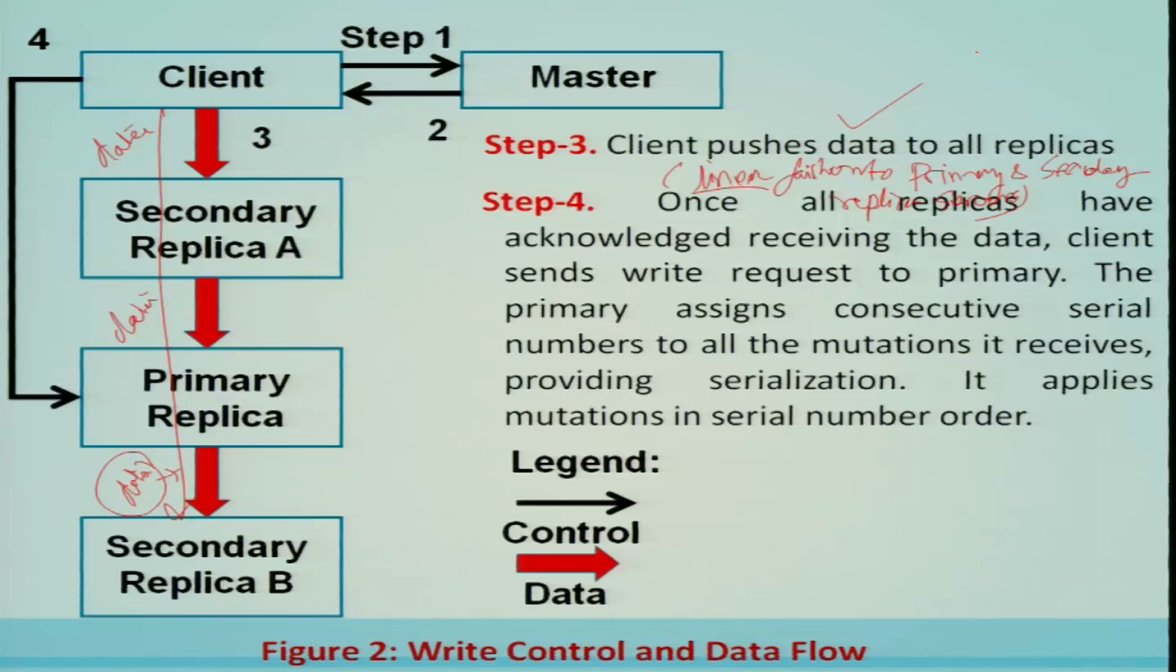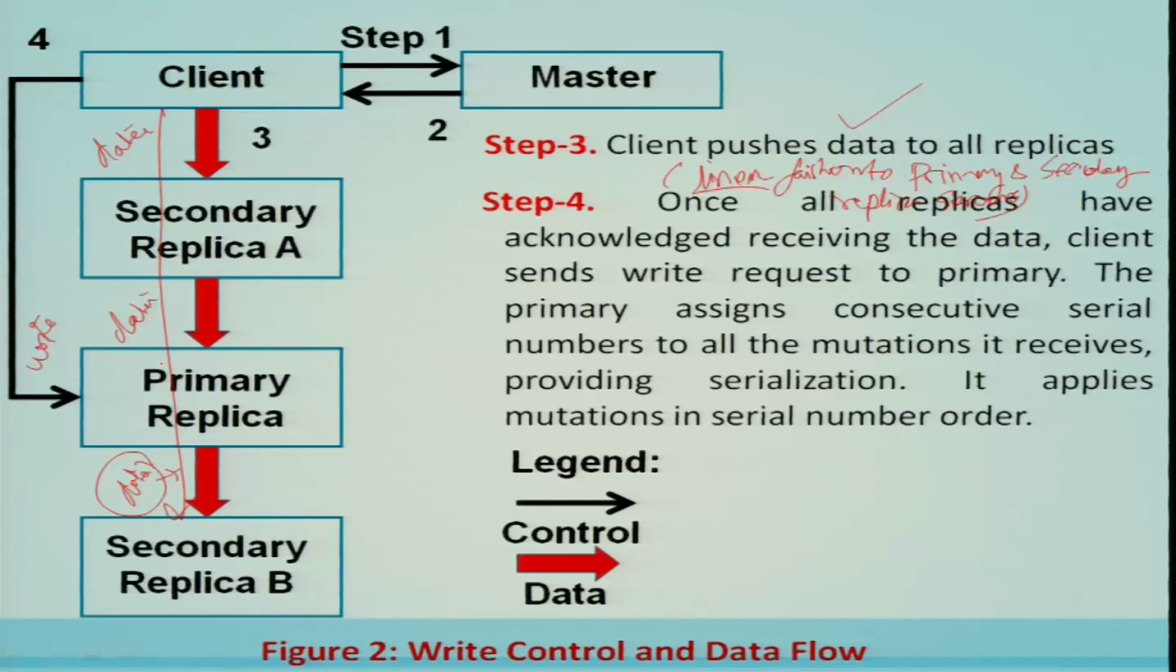Fourth step says that once all the replicas have acknowledged the receipt of the data, the client sends the write request to the primary. Now, here it says to write. So, data which is pushed to all the replica servers, that is primary and secondary replica. Now, the client will issue a write command to the primary replica.